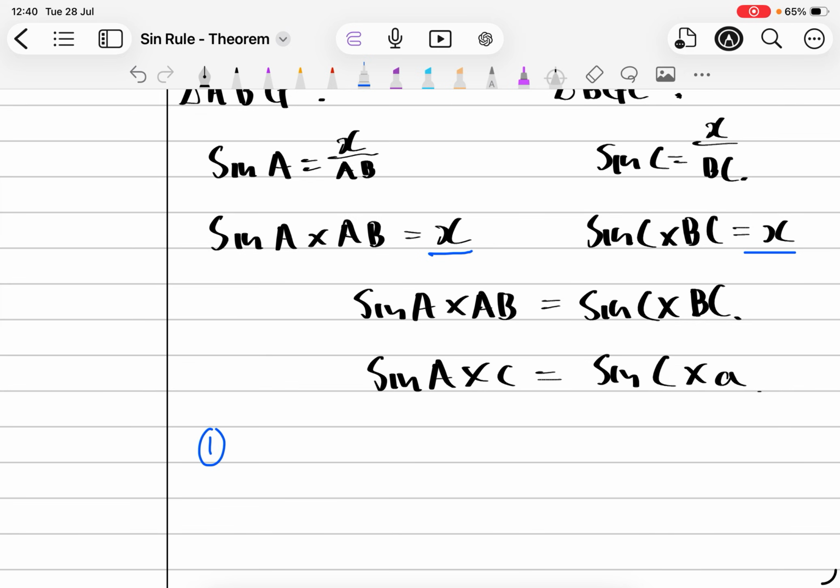Very loud. So what I'm going to do in the first one is move this over the bridge and that over the bridge. So in this case, the rule would say c over sine C, capital C, is then equal to what? The side a over sine A, capital A.